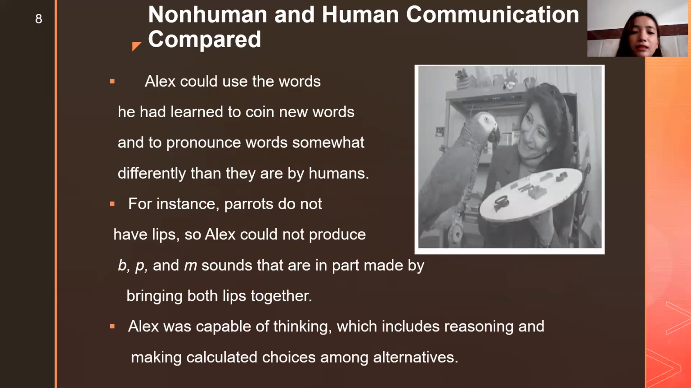Let's talk about Alex. Alex is a parrot. Alex could use words. He had learned to coin new words and to pronounce words somewhat differently, and they were taught by humans. Humans taught the parrot to speak and it can pronounce words. But for instance, parrots do not have lips, so Alex could not produce b, p, or m sounds, which are made by both lips together. So it cannot make them. And Alex was capable of thinking, which includes reasoning and making calculated choices among alternatives.